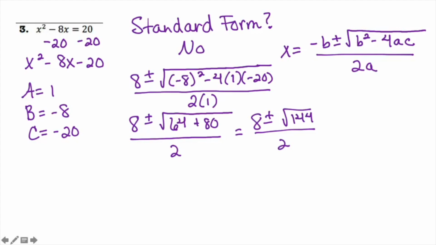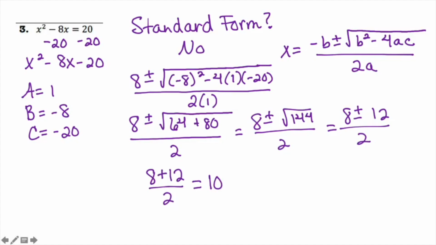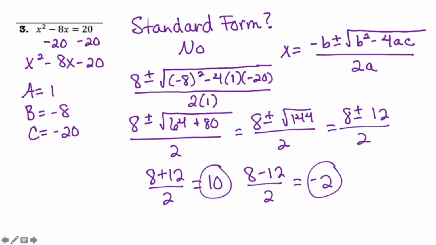Well, I know 144 is a perfect square because that's 12 times 12. So if you take the square root of 144, that turns into 12. So now we can set up our two answers. 8 plus 12 divided by 2 is 10, and 8 minus 12 divided by 2 is negative 2. And so those are your two answers.